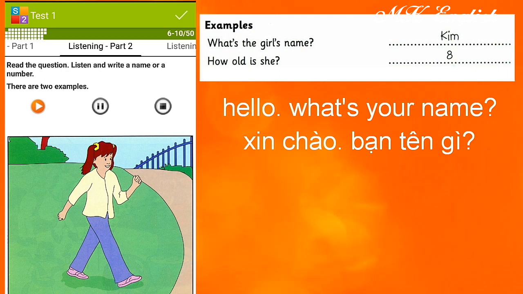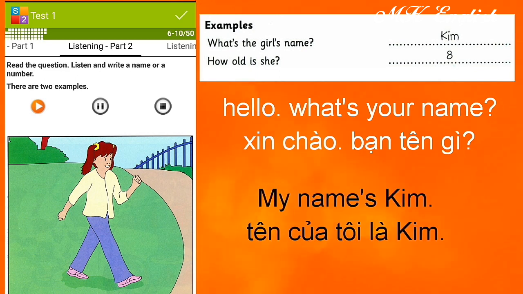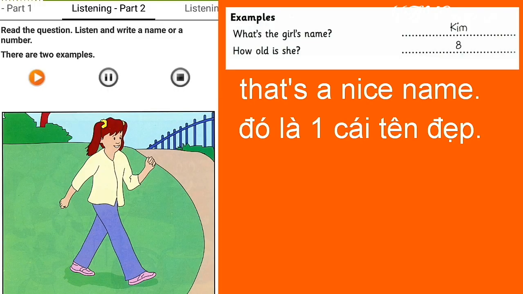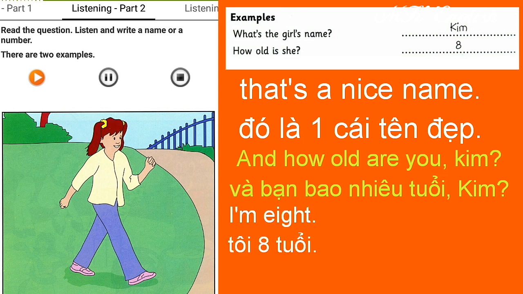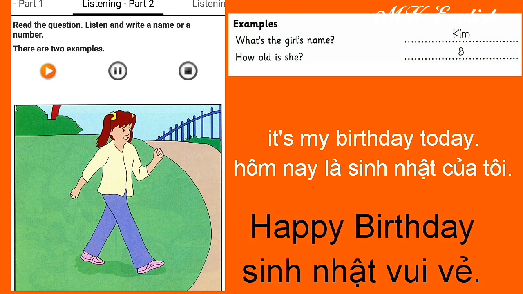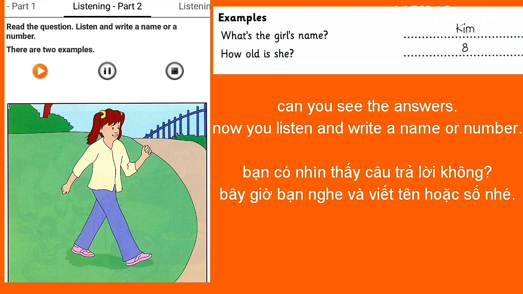Hello. What's your name? My name's Kim. How do you spell that? K-I-M. That's a nice name. And how old are you, Kim? I'm 8. 8? Yes. It's my birthday today. Happy birthday. Can you see the answers? Now you listen and write a name or a number.